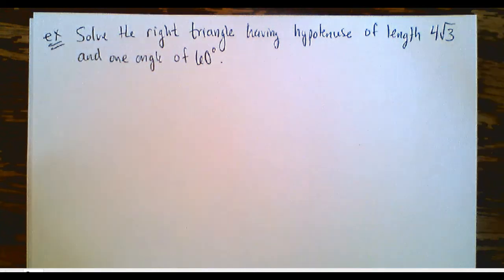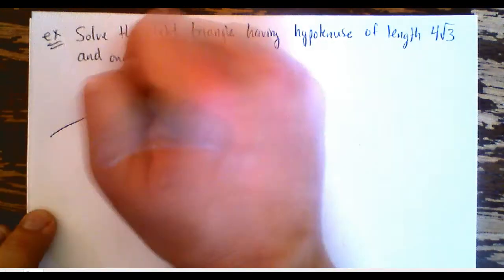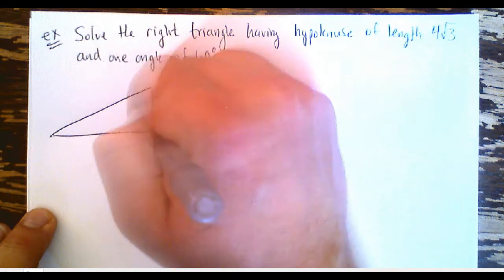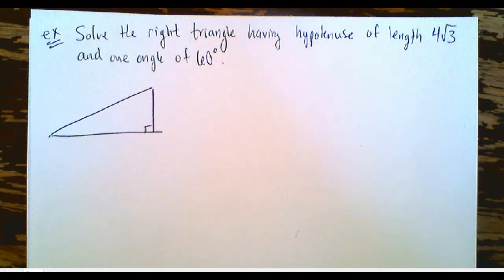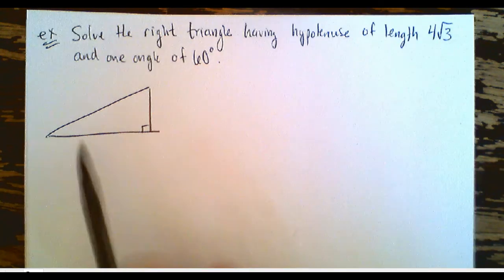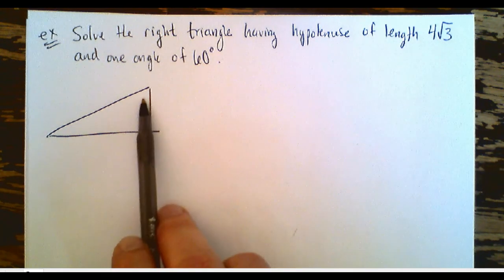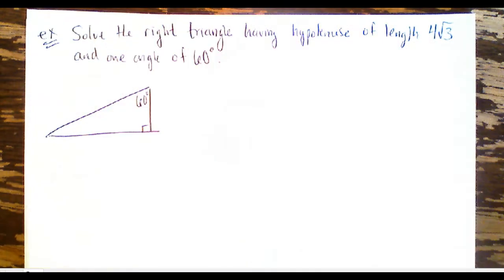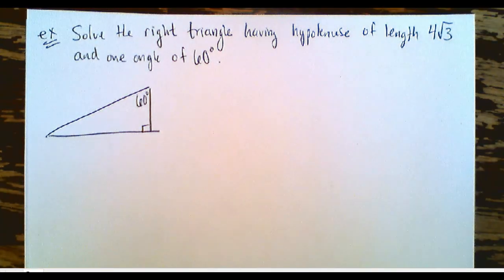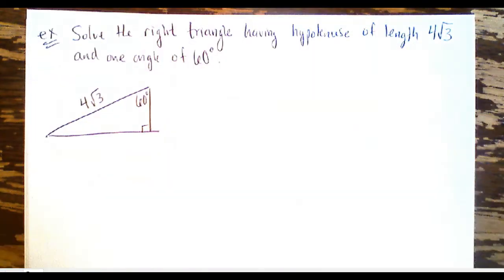So let's draw our right triangle. Here's our right triangle. Okay. We know that one of the angles is 60 degrees, so I'm going to put that one right here because it's the bigger of the two. 60 degrees. And we know the length of the hypotenuse is 4 square root 3.